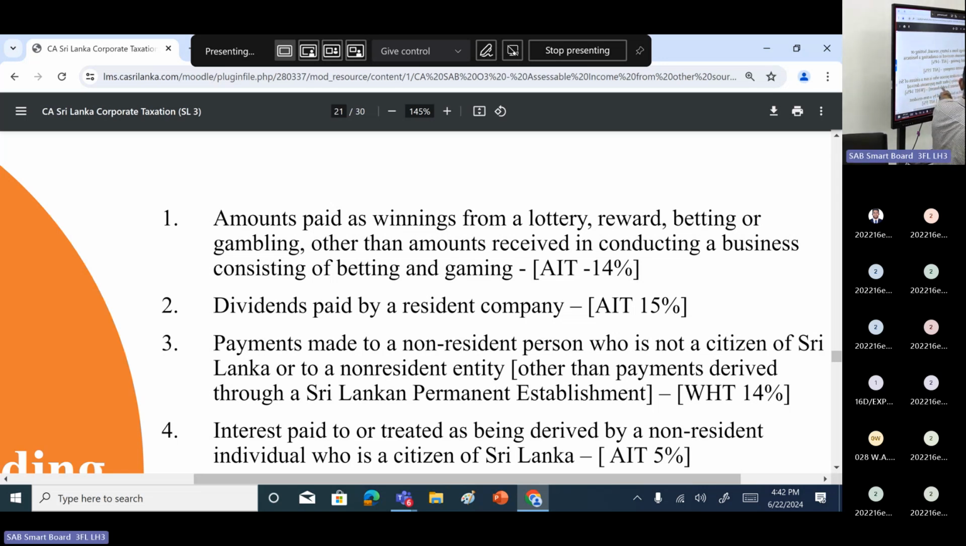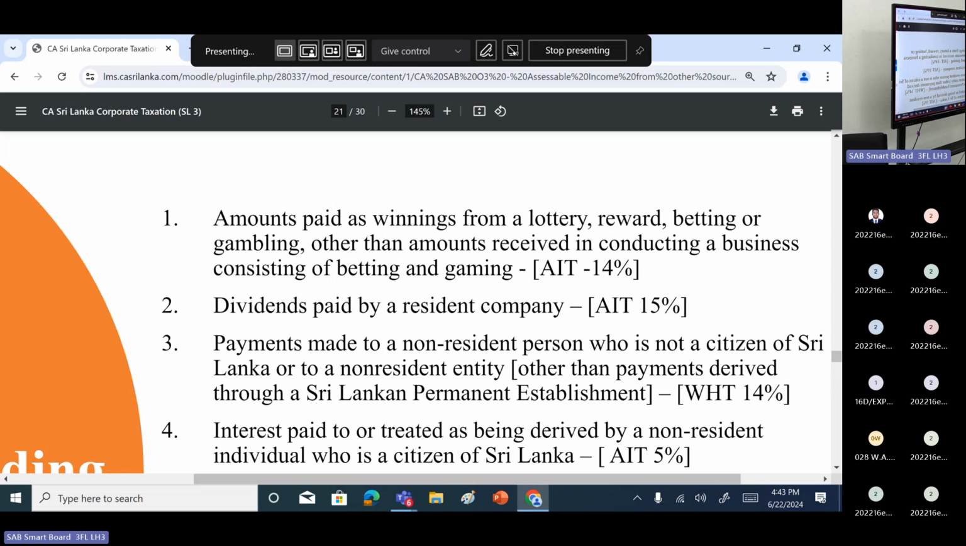Non-resident person, other than payment derived through a Sri Lankan permanent establishment. If there is a permanent establishment in Sri Lanka, then it is not final. Permanent establishment means that particular person has a place here, an establishment here, that is in the nature of permanent. We are recognizing what is that permanent establishment. So if it is the case, a non-resident person can do business in Sri Lanka through a permanent establishment.